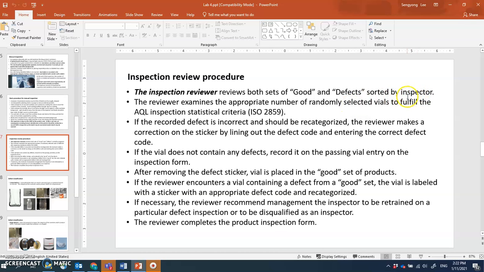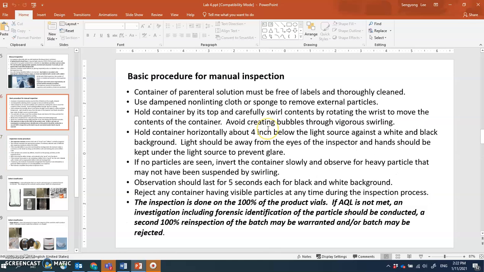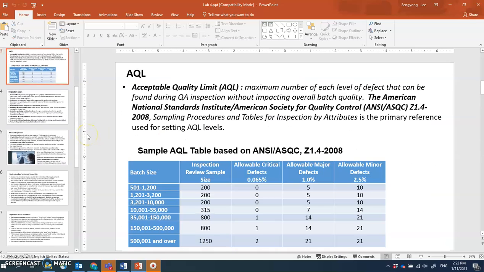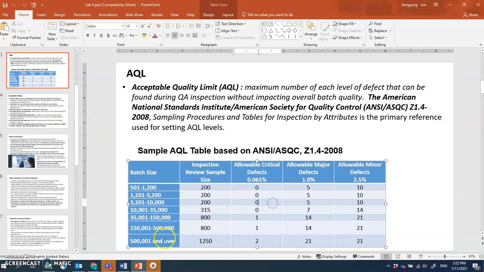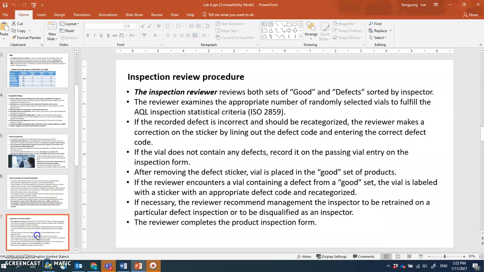The inspector will sort them out, and the reviewer examines the appropriate number of randomly selected vials to fulfill AQL inspection statistical criteria. So what does that mean? We talked about this, right? If you're inspecting, for example, 500 vials, out of those, about 200 should be re-inspected. Out of the passed batch and the rejected batch, choose 200 total and re-inspect them. We're talking about that spot right now. Okay, so that's inspection review.